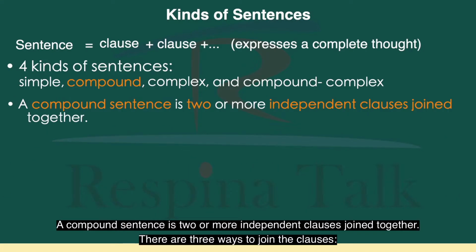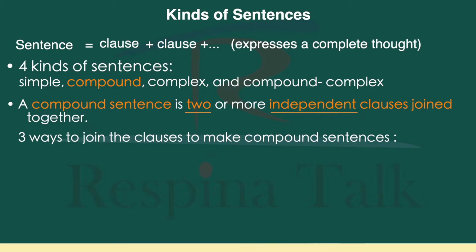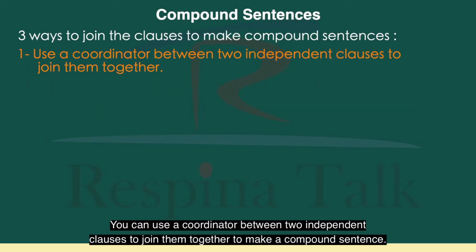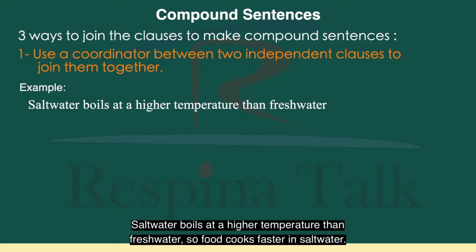A compound sentence is two or more independent clauses joined together. There are three ways to join the clauses. You can use a coordinator between two independent clauses to join them together to make a compound sentence. For example, salt water boils at a higher temperature than fresh water. So, food cooks faster in salt water.